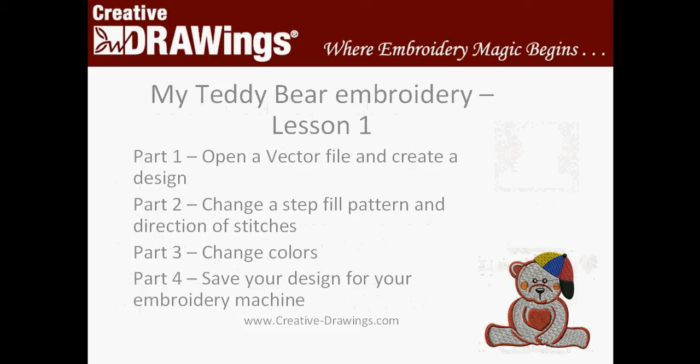Lesson 1 has 4 different parts, and we'll stop after each part so you can follow along. Part 1 is how to open a vector file and create a design. Part 2 is how to change a step fill pattern and direction of your stitches. Part 3 is changing colors. And Part 4 is how to save your design for your embroidery machine.